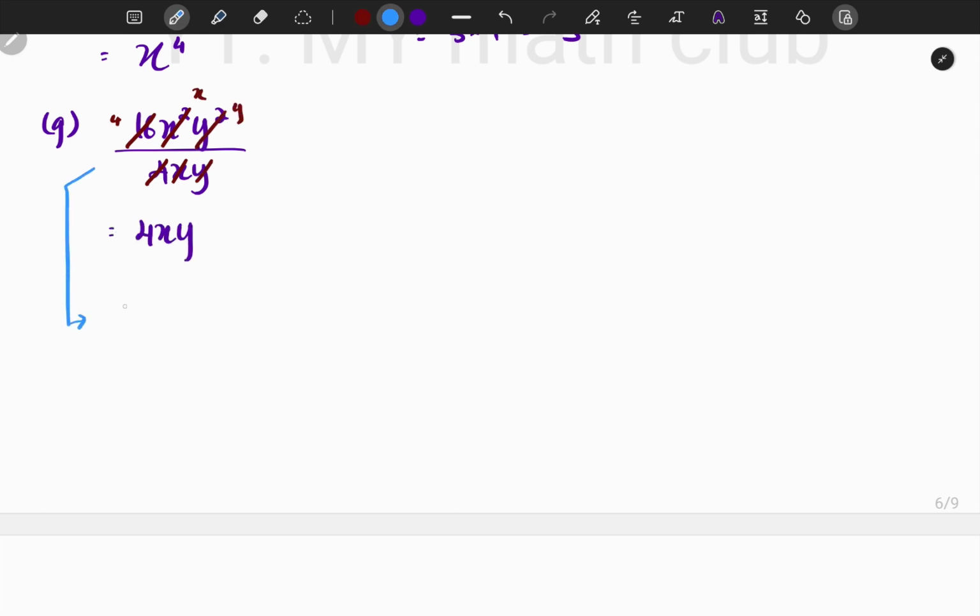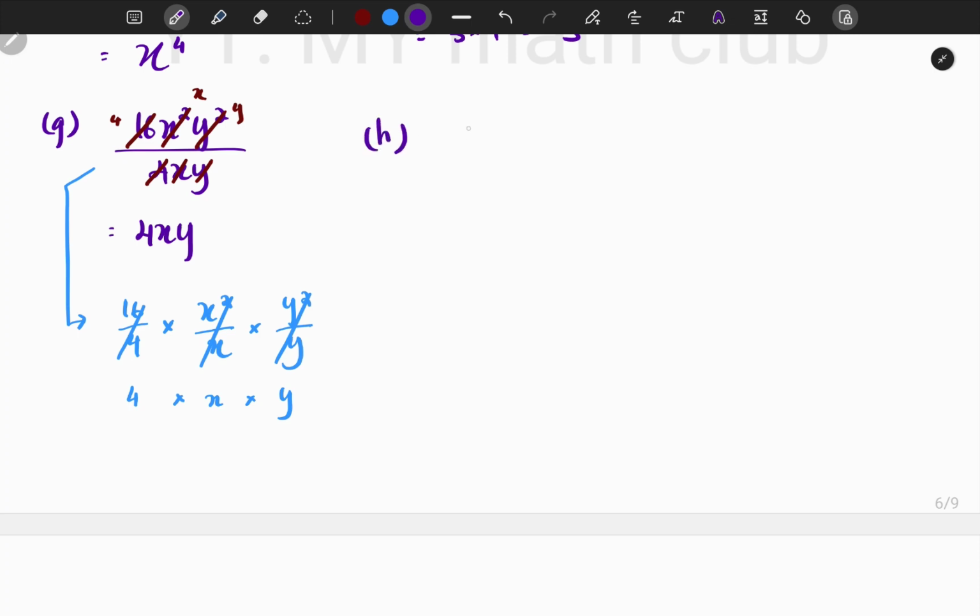Question G. 16x squared y squared divided by 4xy. If you know how to simplify directly on the fraction, you're supposed to get 4xy. So that's 16 divided by 4, x squared divided by x, y squared divided by y.